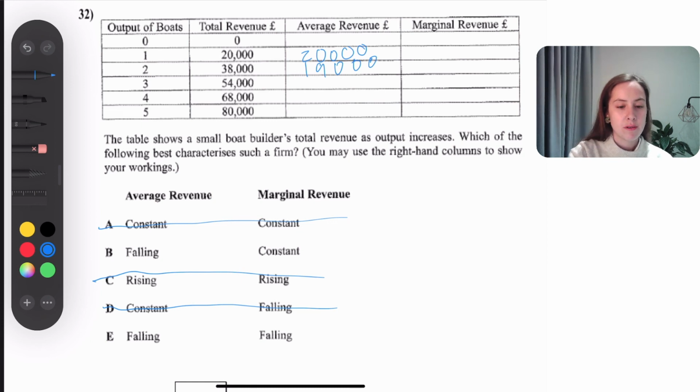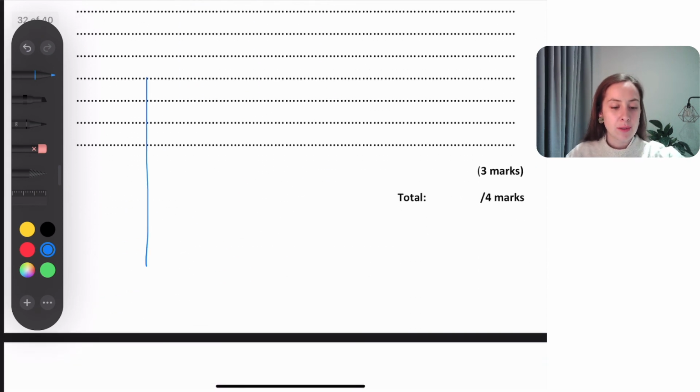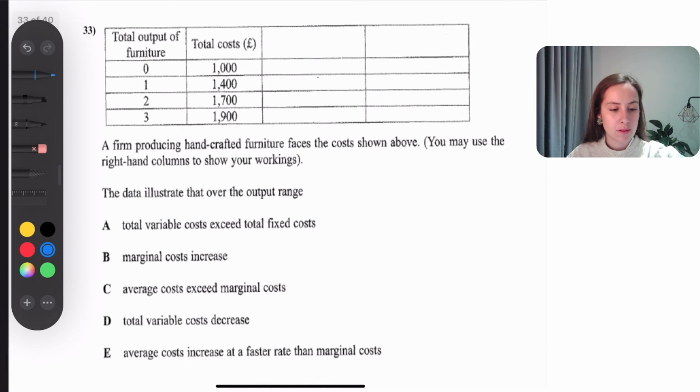And your marginal revenue, this changes by 18,000. That's a really bad 8. And then it changes by 16,000, so it's also falling. So we are looking at E. Yeah, sometimes you need to work out all of the answers to get the answer.